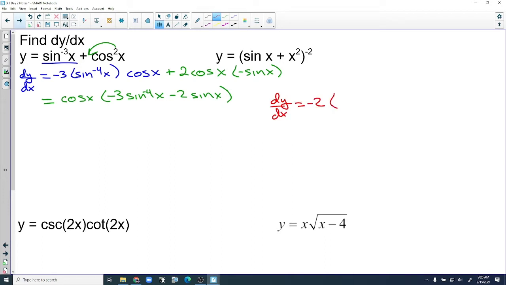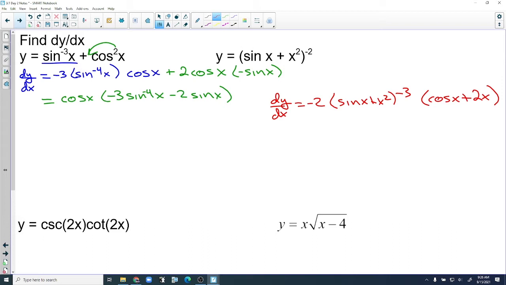So bring the negative 2 down. Sine of x plus x squared to the negative 3. And then multiply by cosine of x plus 2x. Not a whole lot you can do with that one. We start with negative powers, so we can end with negative powers. So I'm not going to worry about moving that to the bottom. Any questions on that one?